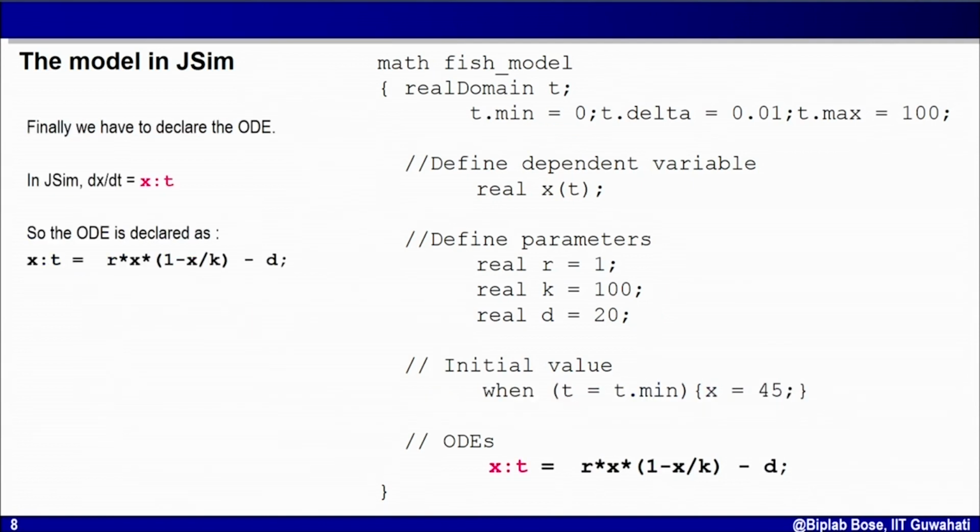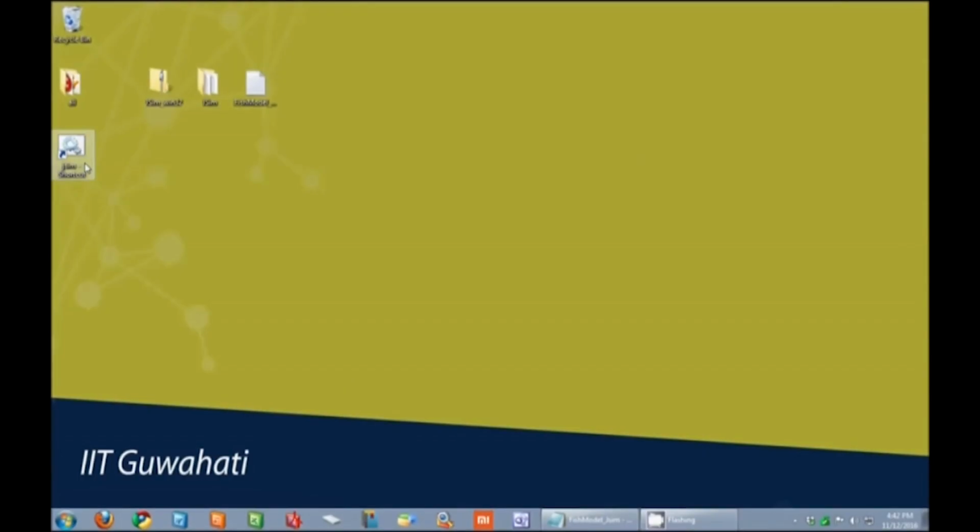The rest, what is left with us, is to define the ODE. Remember, the derivative of x is dx dt. That is represented by x colon t in JSim language. And as you remember, the equation is r into x into 1 minus x by k, minus d. It is, as we have discussed earlier, ending with a semicolon. That's all. And JSim knows your model. Once you have written it, compile it and run it. Let's see how I have done it in a video.